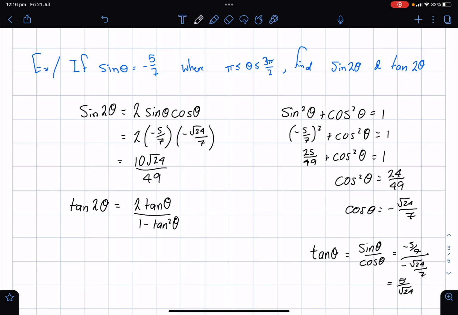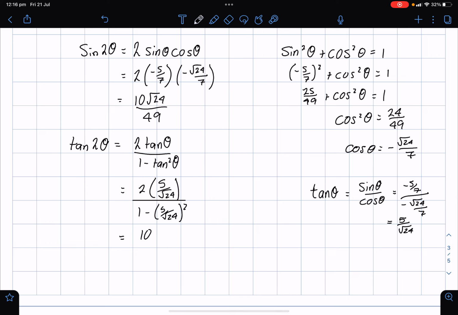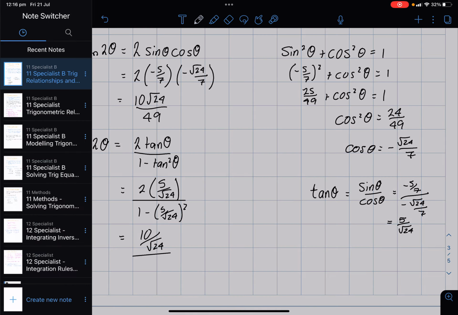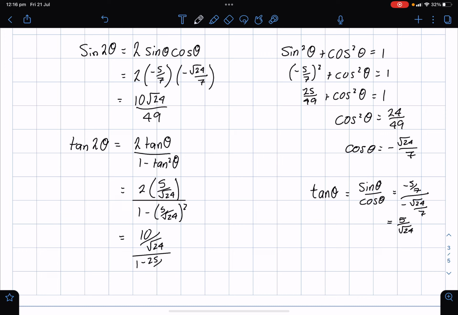So let's put that information into here now. So I've got 2 times 5 on root 24 all over 1 minus 5 on root 24 squared. So I've got 10 on the square root of 24 all over 1 take 25 on 24, which we can replace with -1 on 24. All right, so this is negative 10 on 24 root 24.